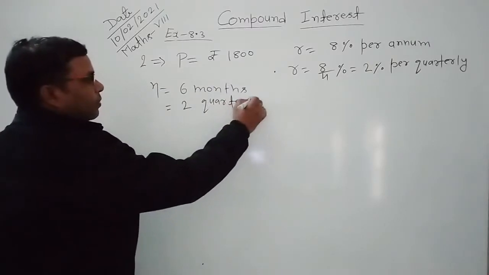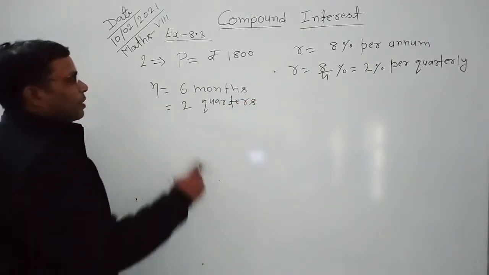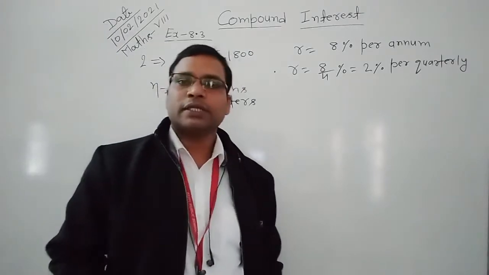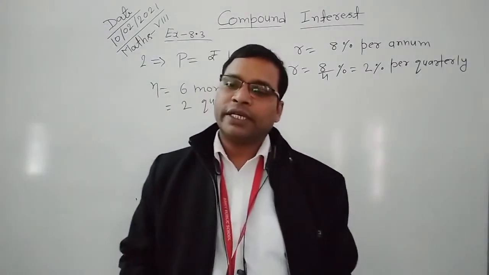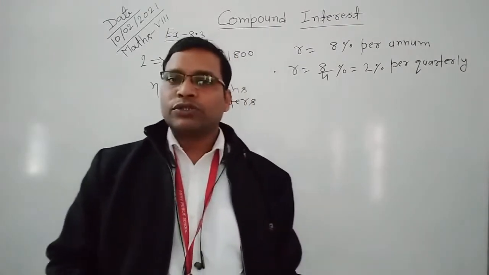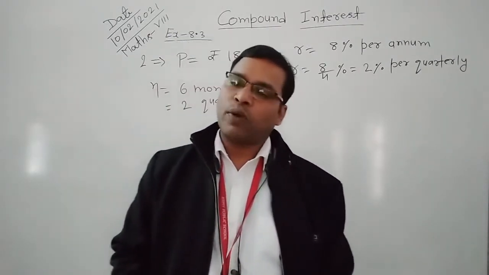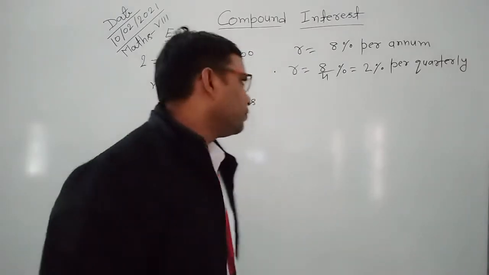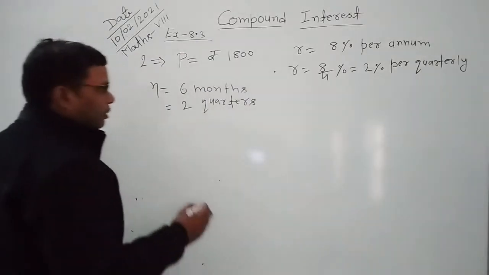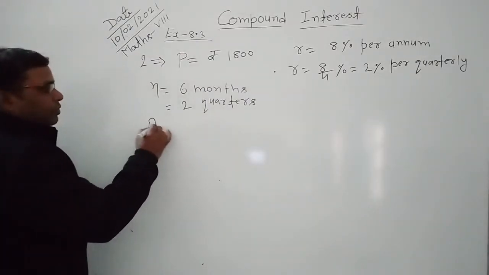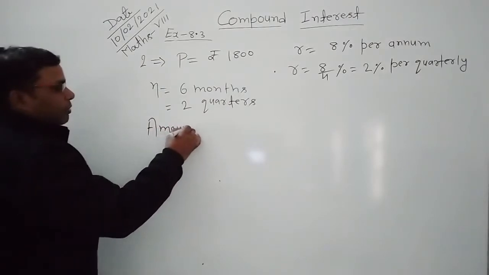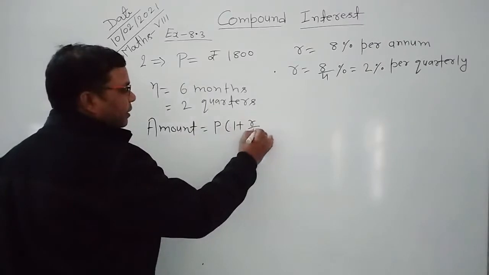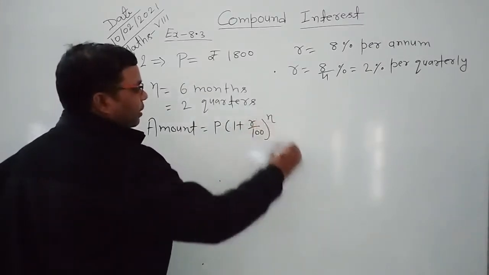Here n is equal to 2, which means time is equal to 2 quarters. Principal is equal to 1,800, and rate is equal to 2 percent per quarter. So you need to find the amount. You know very well this formula we use to find amount: A represents amount, and amount is equal to principal into (1 plus R by 100) to the power n.